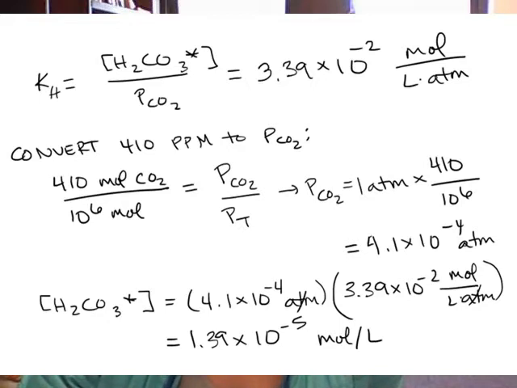So what we can do is convert that concentration in parts per million to a partial pressure. So I've taken 410 moles CO2 per million moles of everything else. And then I remember that mole fractions equal pressure fractions for gases. So that is my pressure fraction. And if I work that out, it's 4.1 times 10 to the negative 4 atmospheres. So I can just plug that into the equation, multiply it by the Henry's law constant, and I get a carbonic acid concentration of 1.39 times 10 to the negative 5th moles per liter.